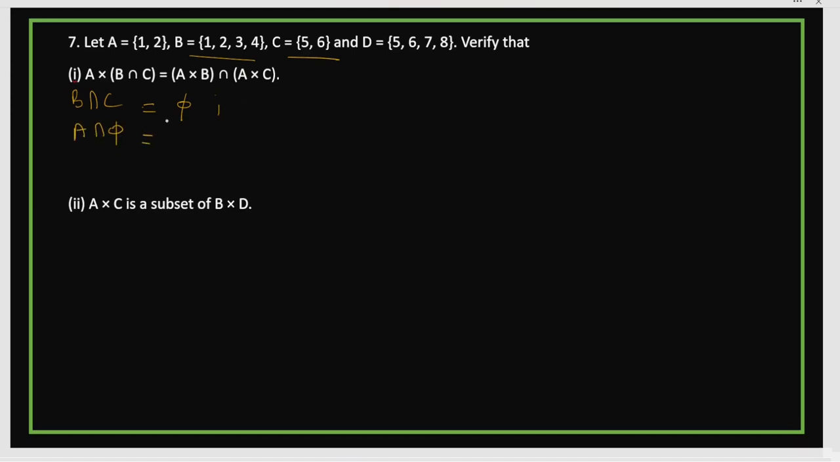You are all experts on sets now. What is this? This is the null set. Any set's intersection with the null set is empty, because the null set has no element, so it doesn't have any common element. So this is the first one. You can say this is the LHS. LHS is the null set.